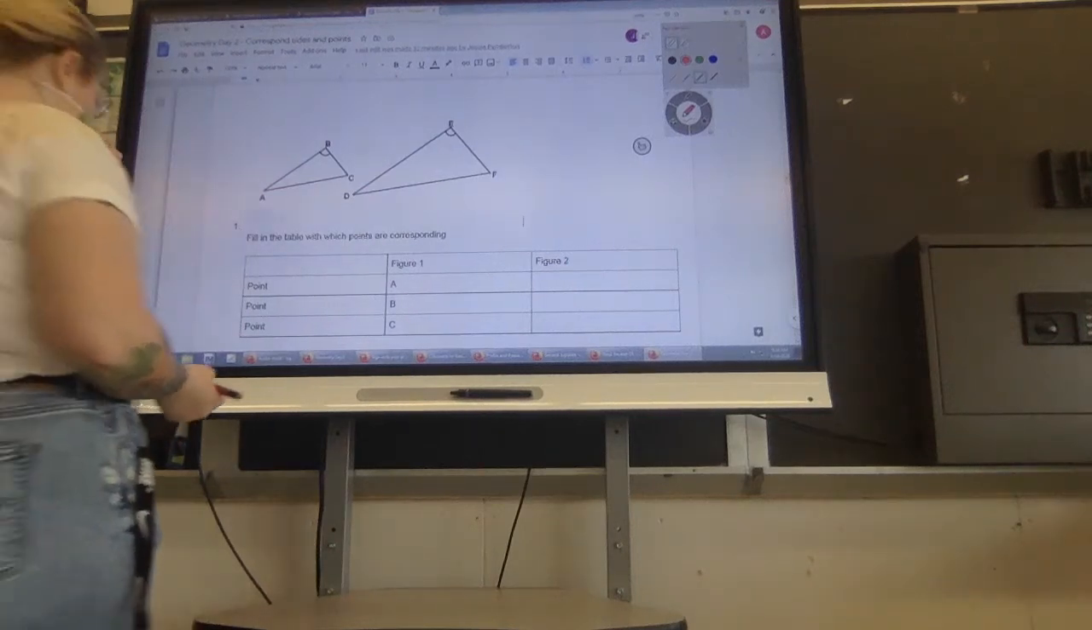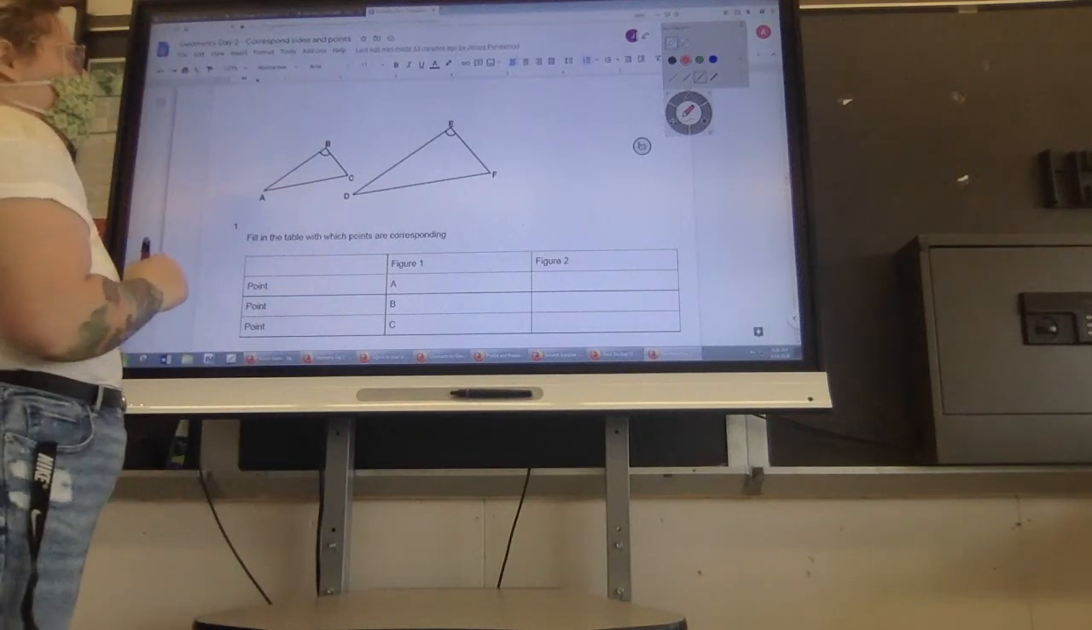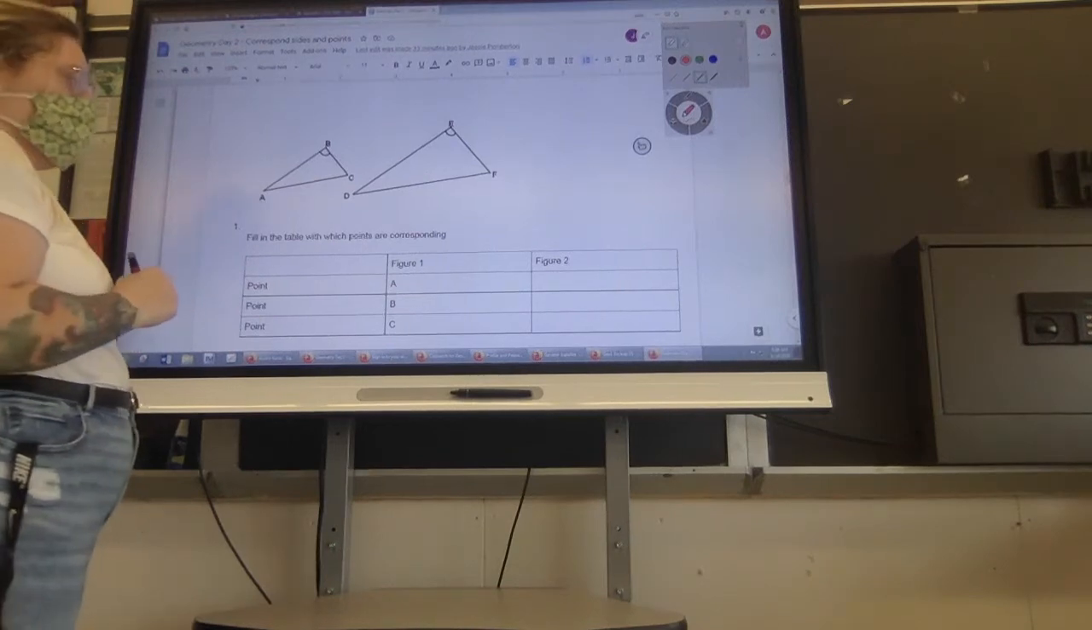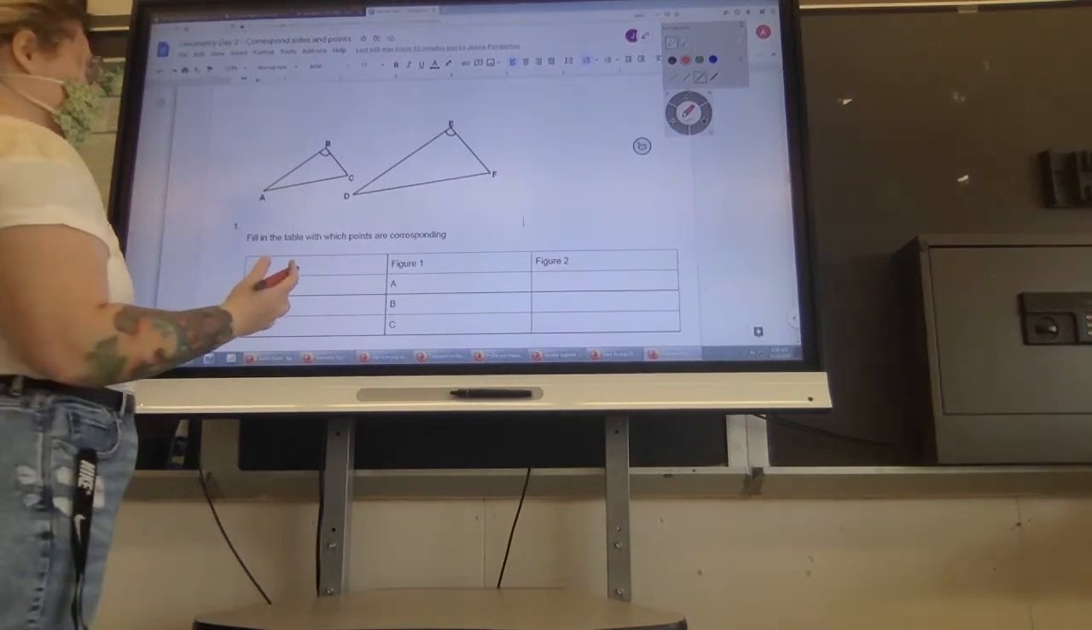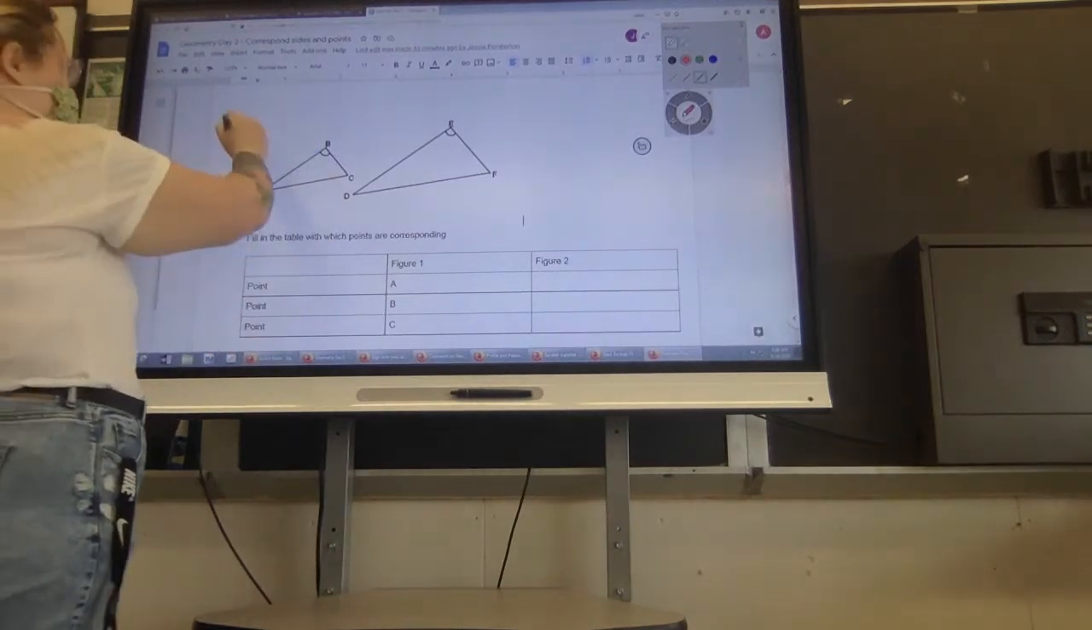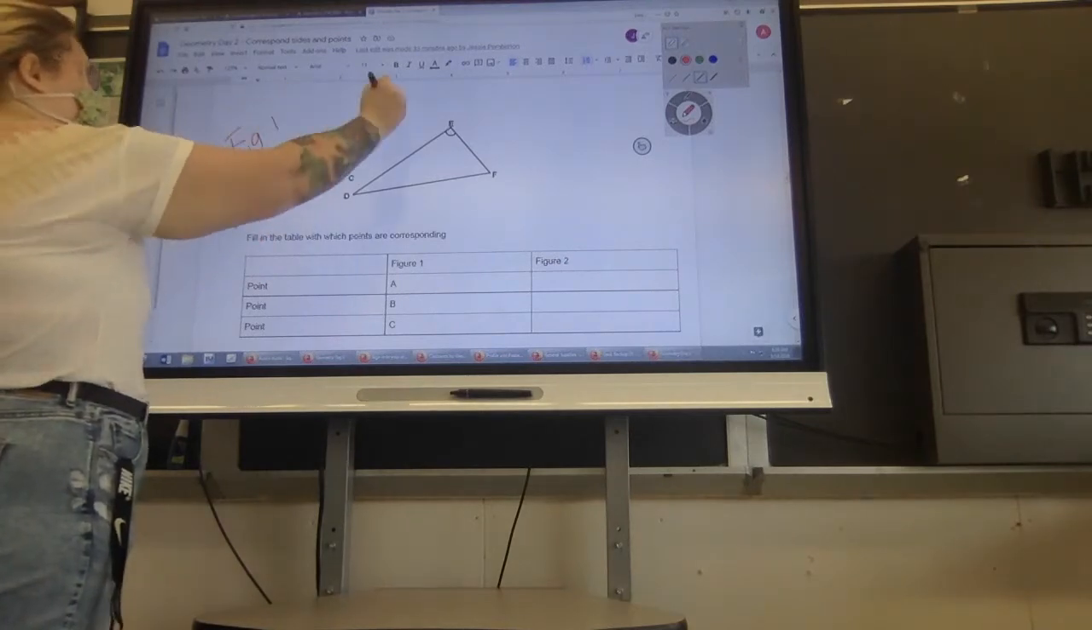Okay, so for this first modeling problem, what we're doing is we're looking for which points are corresponding with the points on the other figure, right? So we can go ahead and say that this is figure 1 and this is figure 2.